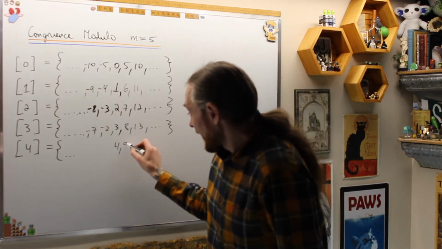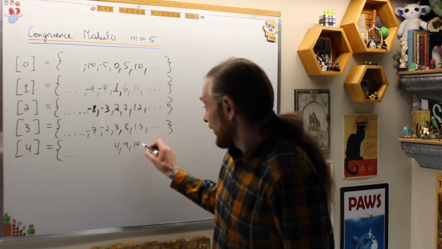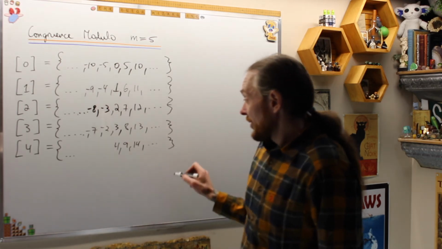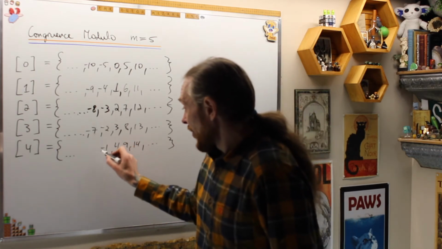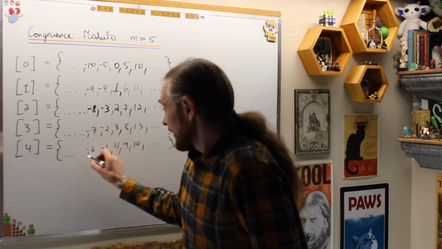And then if I add 5, I'll get a 9. And then if I add 5, I'll get 14. And I'm going to get these numbers. And if I subtract off 5, I'll get -1. And then we'll get -6.